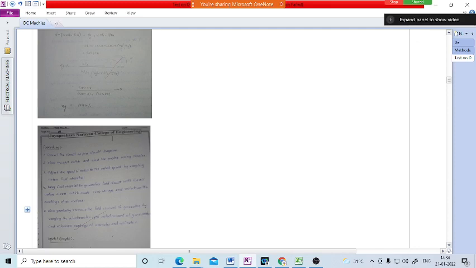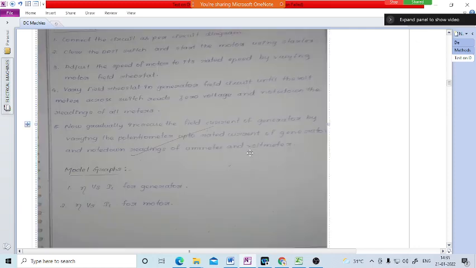voltage across the switch, that is, until the voltmeter across the switch reads 0. Then gradually increase the field current of the generator by varying the potential divider up to the rated current of the generator, and note down the readings.